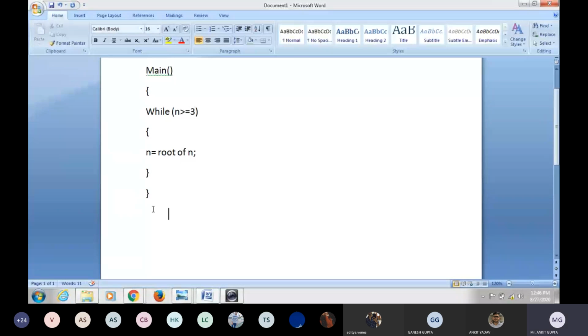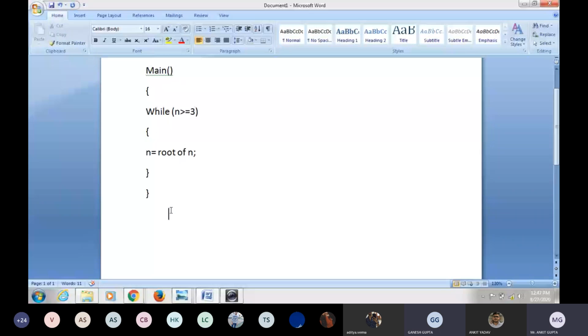You have to follow the same method. Whatever I explain, you have to follow the same method, method number 1. First time it is n, second time n raised to the power 1 by 2, third time n raised to the power 1 by 2 cube, fourth time n raised to the power 1 by 2 raised to the power 4. If I go to the k-th time, n raised to the power 1 by 2 raised to the power k is equal to 3. The termination condition is that 3. Did you get this?